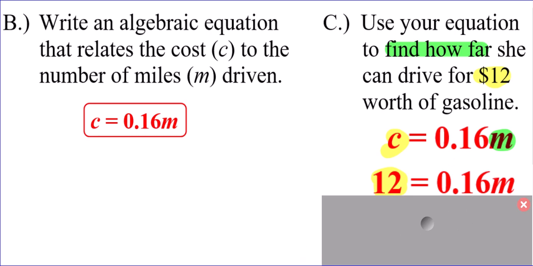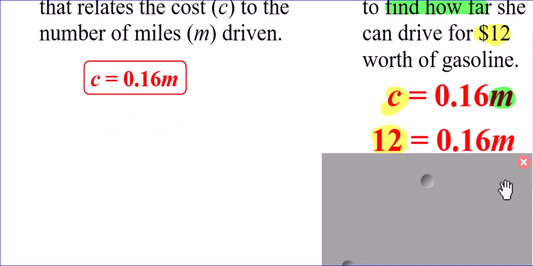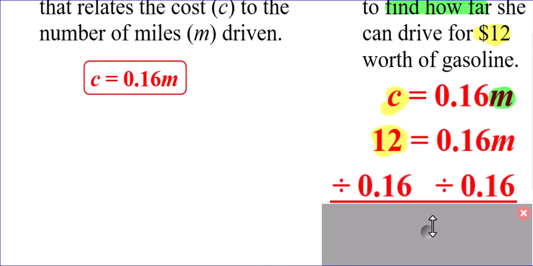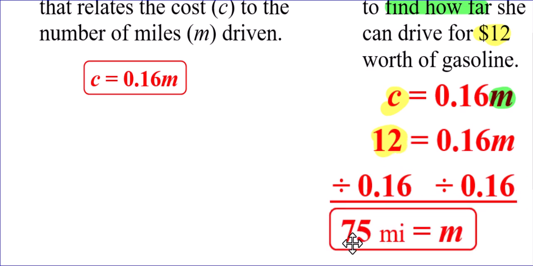Okay, how do I solve for M? Since it's being multiplied by 0.16, I'm gonna have to divide on both sides to get that variable by itself. And 12 divided by 0.16 is 75 miles. Make sure you have MI for miles, not just M, because that'd be meters. 75 miles equals M.